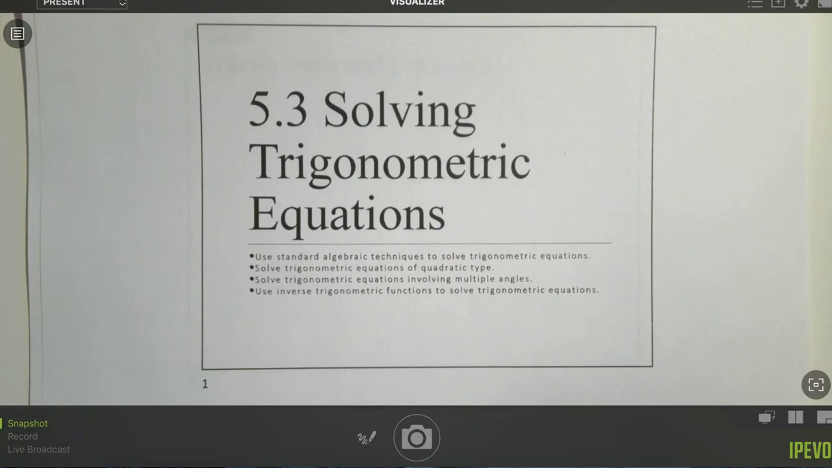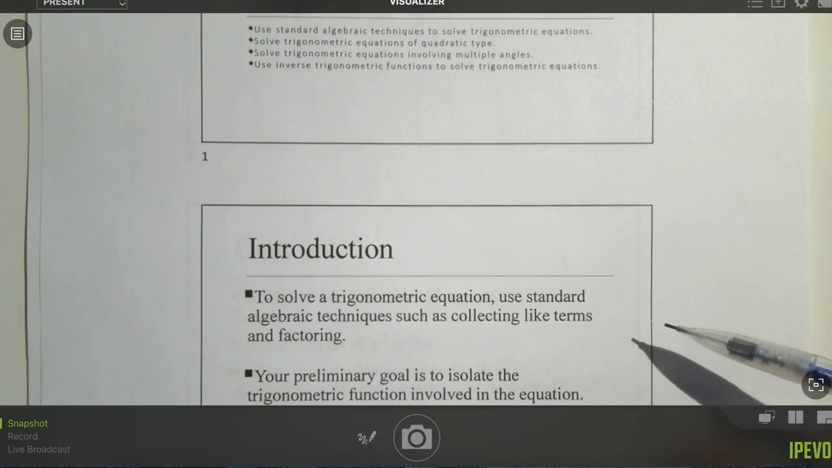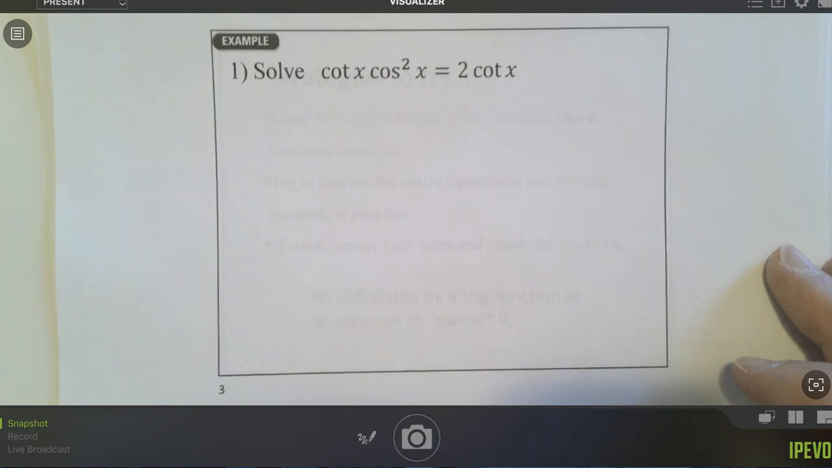Solving trigonometric equations. We are going to be using some algebraic techniques to solve trig equations. Let's get started. Here's our first example. All right, let's take a look at our first example.